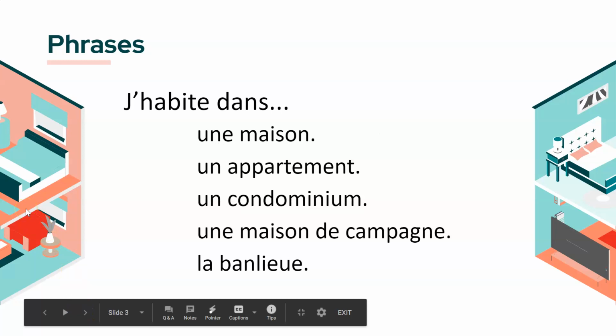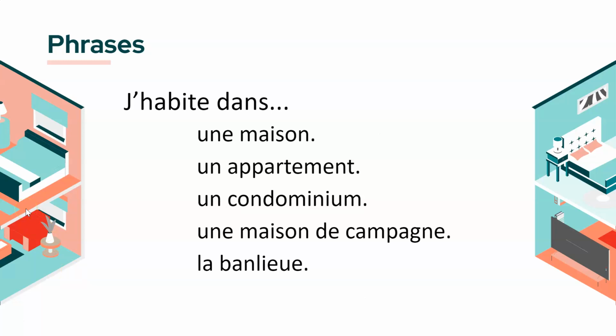And there are a bunch of different places where you can live. The first one is une maison, which is a house. Then un appartement, which is an apartment. Un condominium, which is a condo. Une maison de campagne, which is a country house. And la banlieue, which is the suburbs. So repeat after me. J'habite dans une maison.